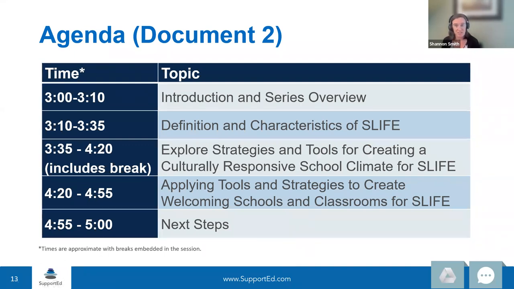So we have a lot of information to share with you this afternoon. Our agenda is in document 2 that you can get a more detailed agenda and also some links to the resources that we'll be sharing. I'm going to start off with this introduction and overview, followed by a definition and characteristics of SLIFE, exploring strategies and tools for creating a culturally responsive school climate, applying tools and strategies to create welcoming schools and classrooms, and then some next steps before you leave today. So in the chat very briefly, share what you're looking forward to in this session.